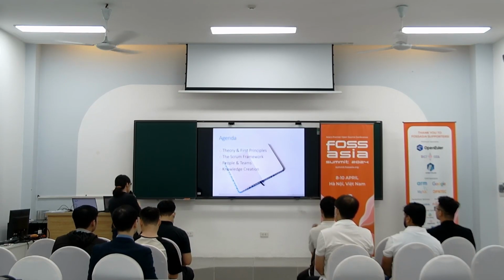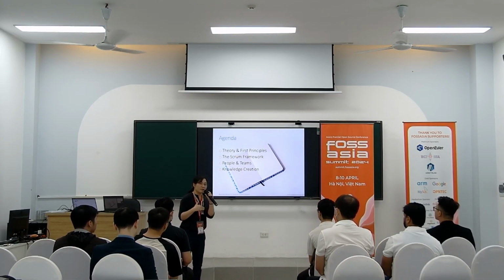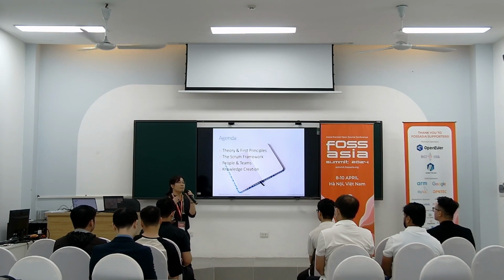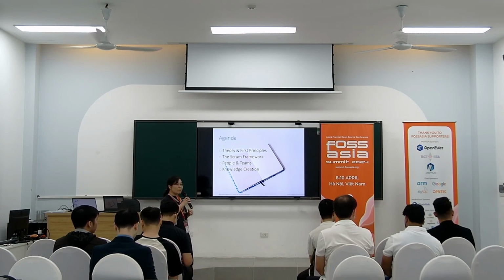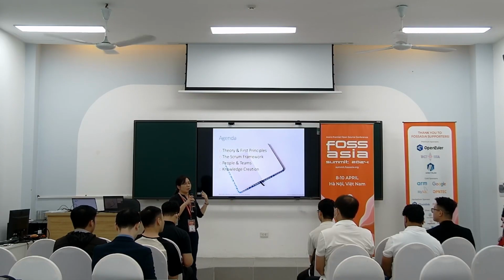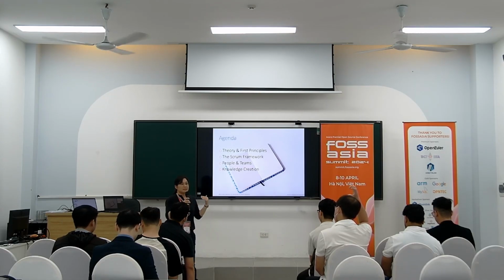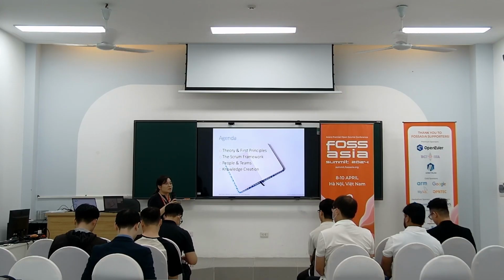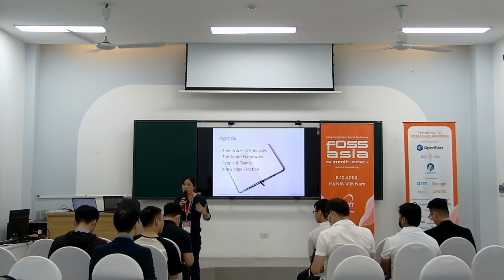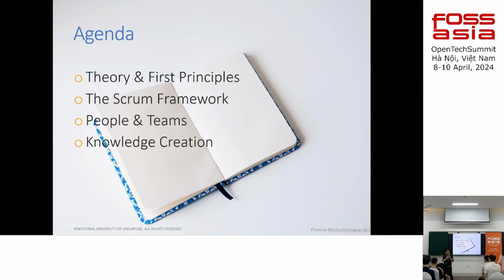Well, the important information. So today's agenda, first we'll talk about theory and first principles about Agile, what Agile is actually about and why we want to practice Agile. And of course the Scrum framework itself, which most of us actually associate first when we talk about Agile, is Scrum, right? And the people and the teams that make up Agile practices itself. And then, of course, knowledge creation, because we are here right now in the knowledge economy. So we want to know how Agile works in terms of knowledge creation.